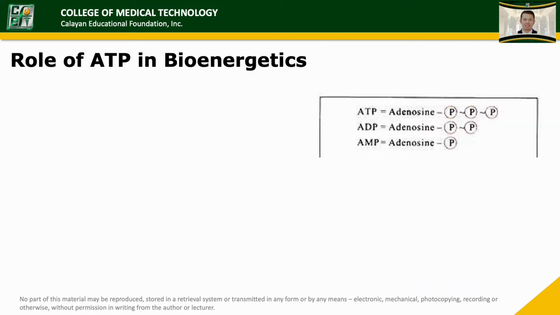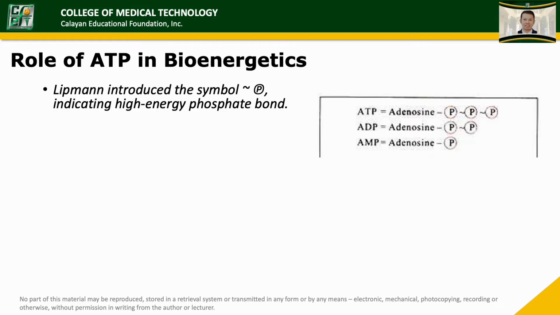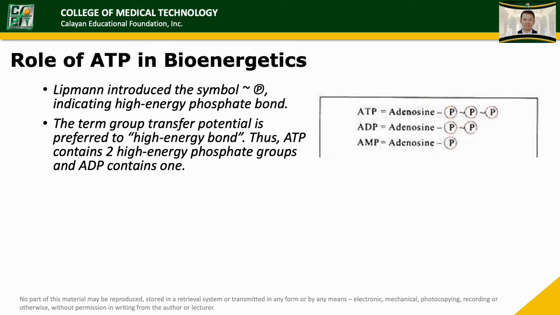So what is the role of ATP in bioenergetics? According to Lippmann, who introduced the symbol ~P indicating a high energy phosphate bond, the term group transfer potential is preferred to high energy bond. Among the three forms of adenosine phosphate, the one with the highest amount of energy is adenosine triphosphate, or ATP, because there are two bonds between phosphate groups, and these bonds are the ones releasing energy. That's why the term is high energy bond.